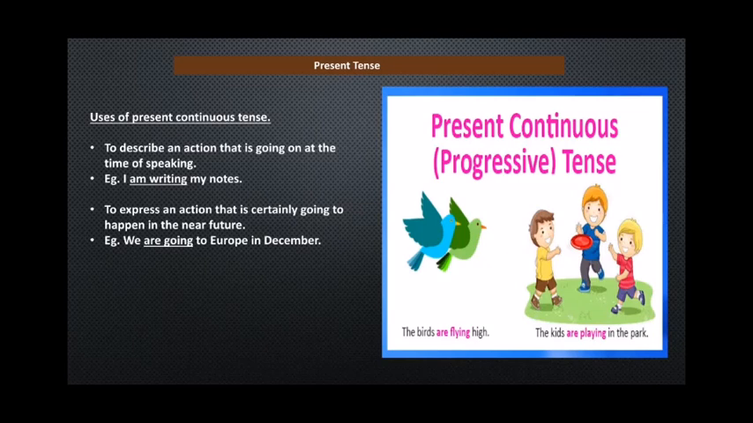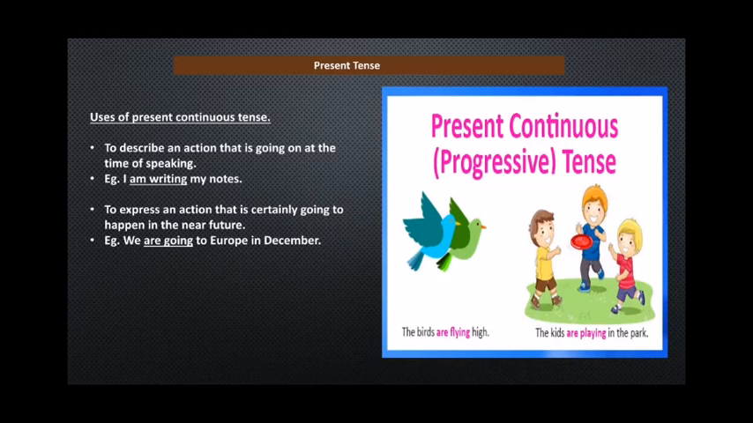Second, to express an action that is certainly going to happen in the near future. Example, we are going to Europe in December. So, are going is the present continuous tense.